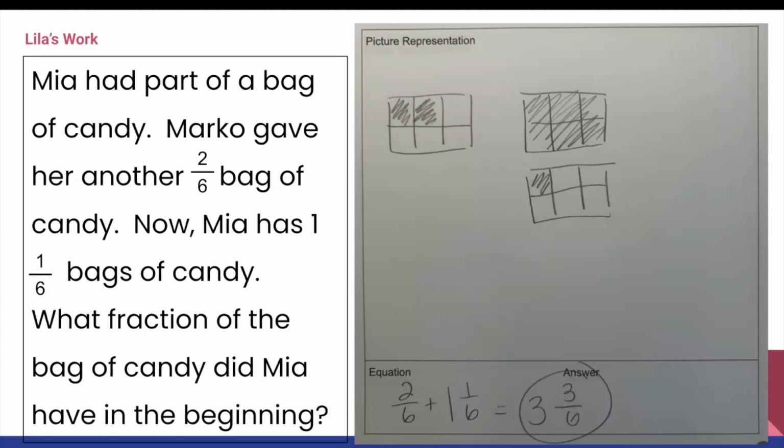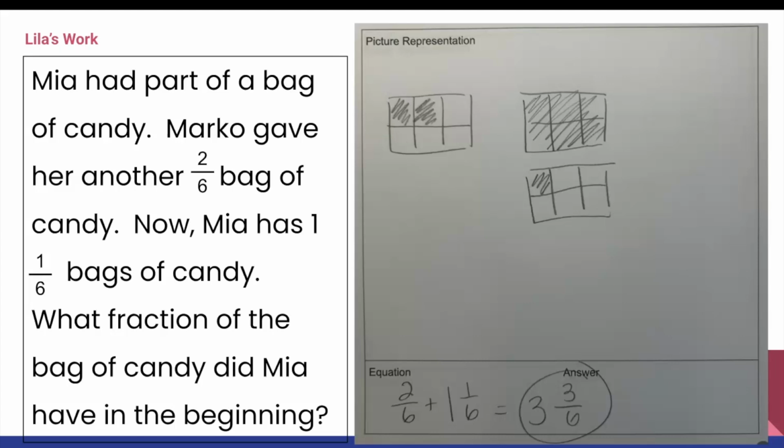The equation has a part and the whole being combined. Since that's not what's being asked in the problem, she would receive 0 points. Since the student didn't solve for the fraction of the bag of candy that Mia had in the beginning, the unknown or the answer is not correct. So it would not be reasonable for Mia to have that part of the bag and that part to be larger than 1 and 1/6. So 0 points for the answer.